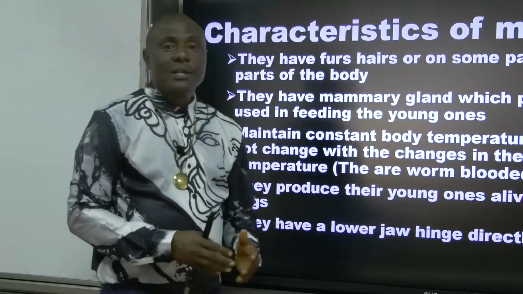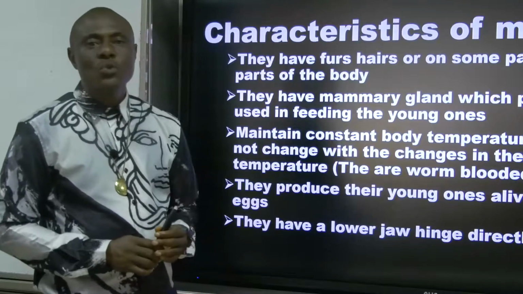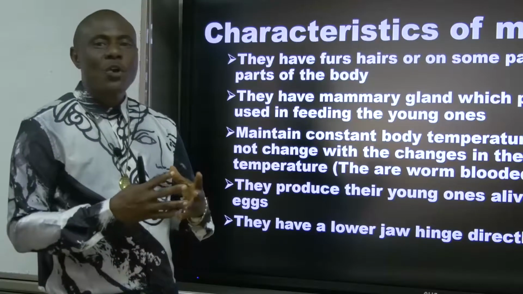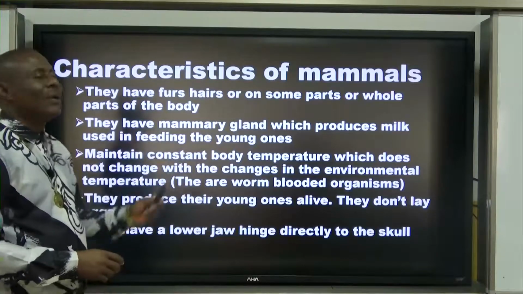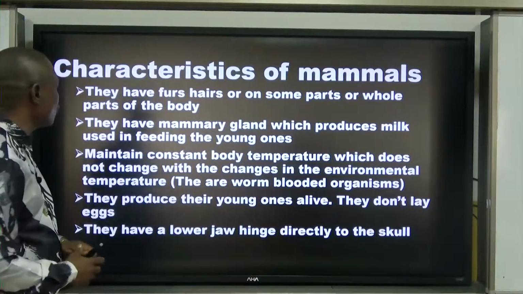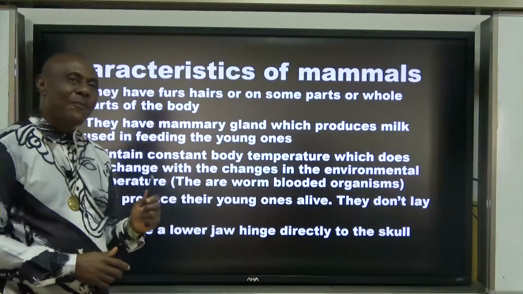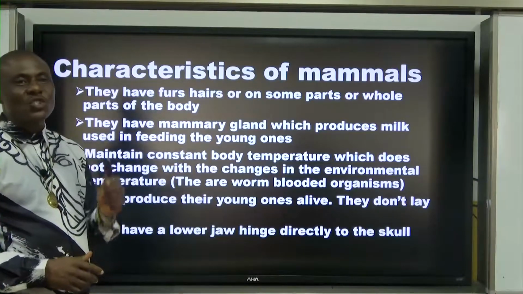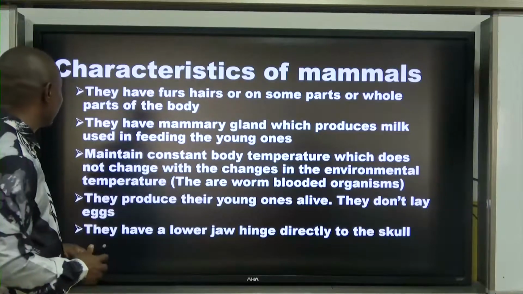When we say furs, in man we look at it as hairs, but in animals they are referred to as furs. They might not cover the whole body, but they will be found on some parts of the body. That is one of the characteristics of a mammal. Number two, they have mammary glands, found mainly in the female as well developed, and the essence of this mammary gland is to produce milk that is used in feeding the young ones.